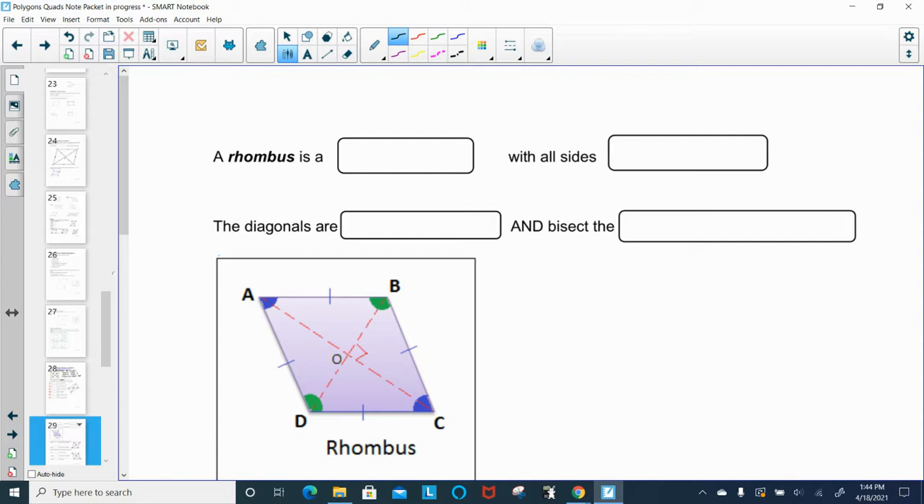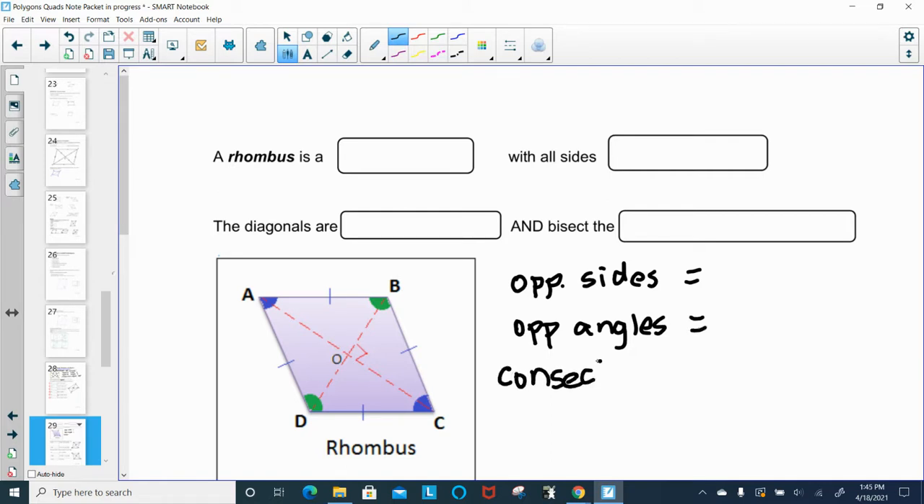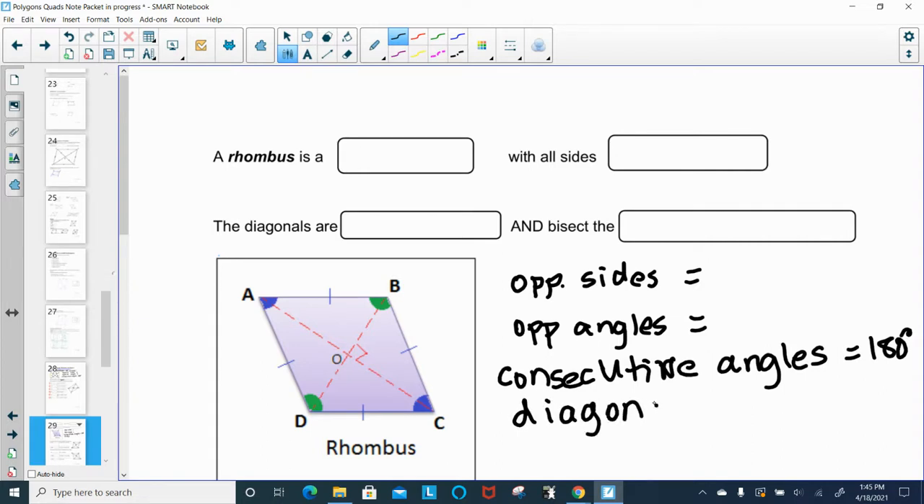It has all of those properties of a parallelogram. So let's write those down here. I'm going to abbreviate. Opposite sides are equal. Opposite angles are equal. Consecutive, those are the ones that are next to each other, angles add up to 180. Your diagonals are split in half or bisected.